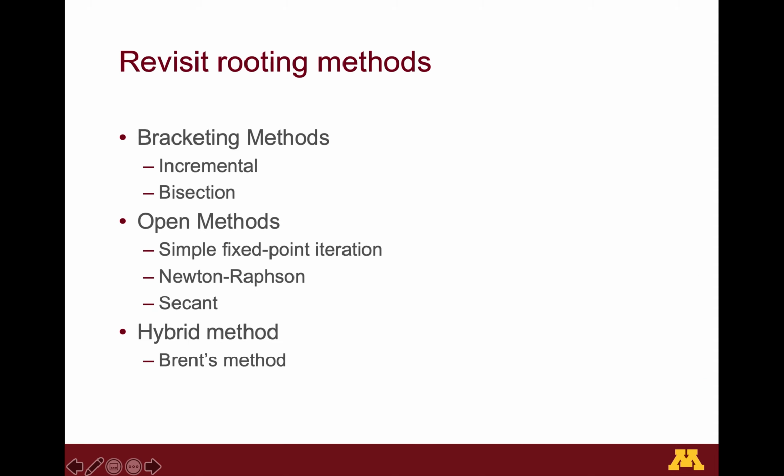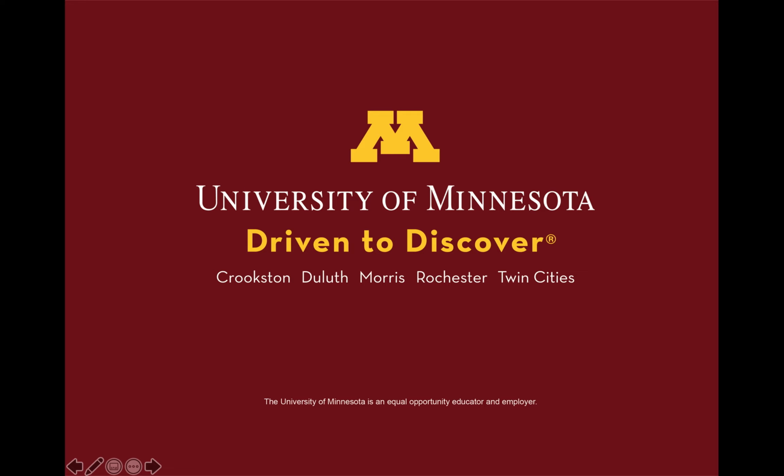To summarize today's lecture, we talked about a lot of root-finding methods, and there are 2 main categories. One is bracketing method, the other is open method. So in bracketing method, we introduced incremental and bisection methods. And in open method, we talked about simple fixed point iteration, Newton-Raphson, and secant method. In the end, we introduced a hybrid method, which uses both open method and bracketing, and that's called Brent method. This is the end of lecture 4.